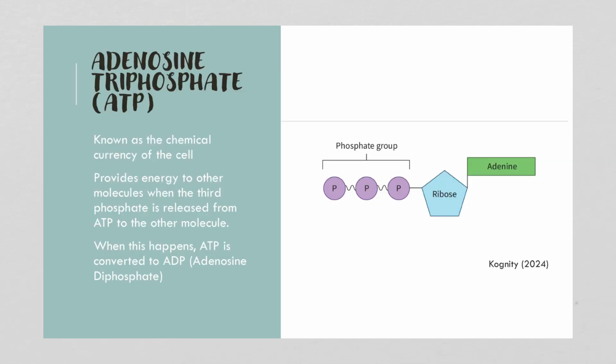This leads us to adenosine triphosphate. We call it the chemical currency of the cell. It's the molecule that provides energy to other molecules when that third phosphate is released from ATP and given to the other molecule. When that happens, ATP, adenosine triphosphate, becomes adenosine diphosphate, or ADP, which has less energy within it. Through other reactions, the ADP will gain another phosphate to become ATP, and then it can power another reaction to happen by transferring that phosphate.